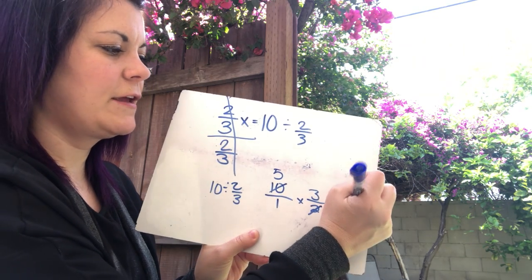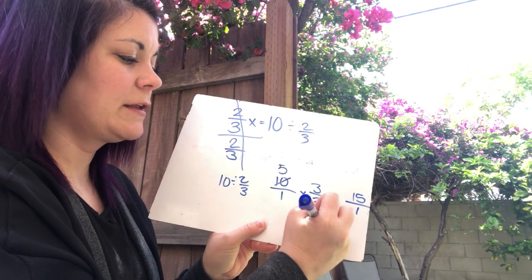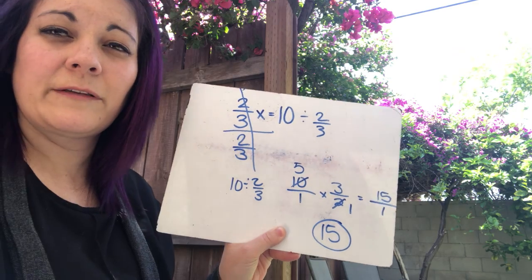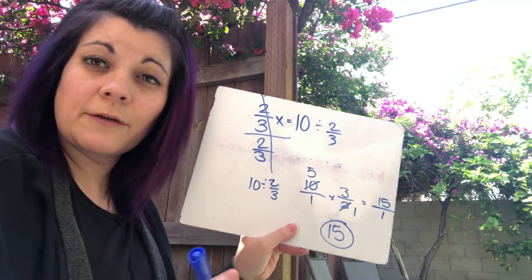5 times 3 is 15. 1 times 1 is 1. 15 divided by 1 is just 15. So this is my answer for 2/3 x equals 10. And this is how you solve when the coefficient is a fraction.